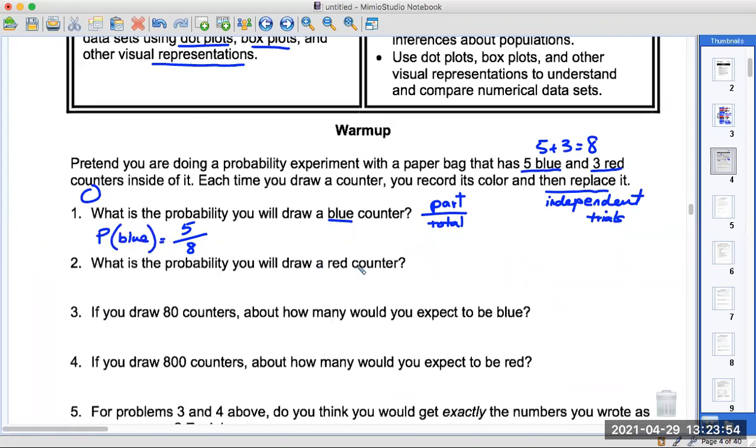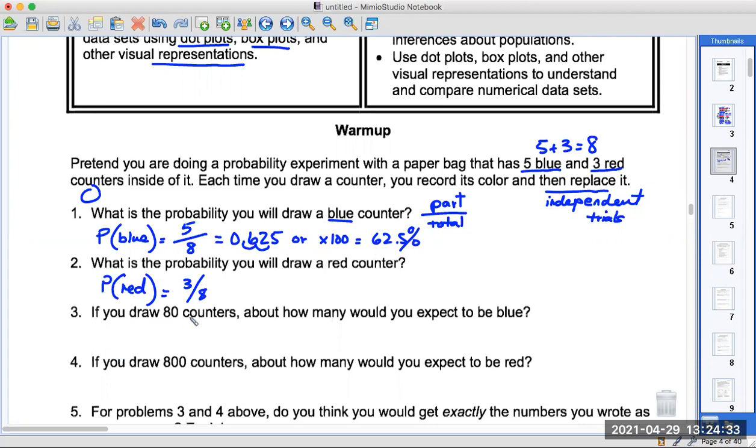What is the probability? You will draw a red counter, 3. Probability red, 3 out of 8. You can find the decimal and the percent. Remember, the decimal you divide. Use a calculator. The percent, you can either move the decimal 2 spaces to the right, or you can multiply by 100. So you have 62.5% chance of drawing a blue. And you can do the same with this. Same, change it to decimal percent.